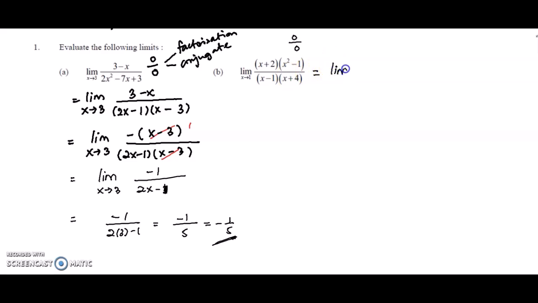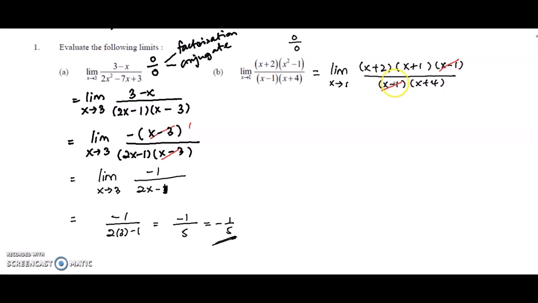So how do we factorize it? We can see that here is a linear, so no more factorization can be applied to it. But here x squared minus 1 is still a quadratic. So we can factorize this x squared minus 1 into x plus 1, x minus 1. X plus 2 we just copy down. And the x squared minus 1 can be written as x plus 1 multiplied by x minus 1. And this is going to be divided by x minus 1, x plus 4. Now you can see that there is an x minus 1 at the numerator that can be cancelled off with the x minus 1 at the denominator.